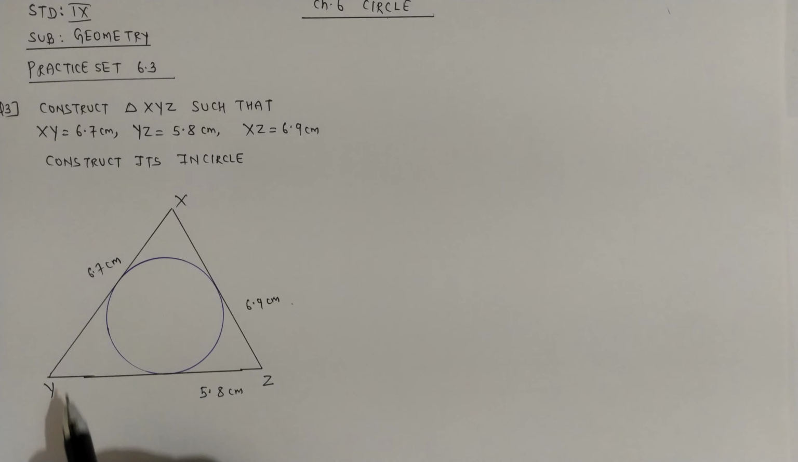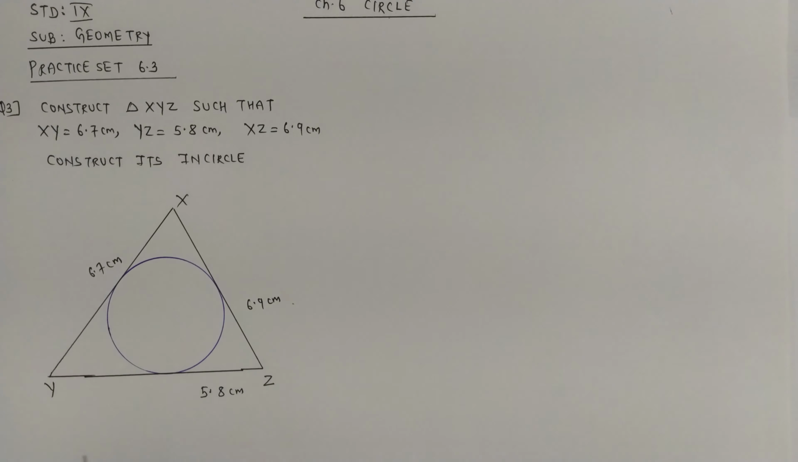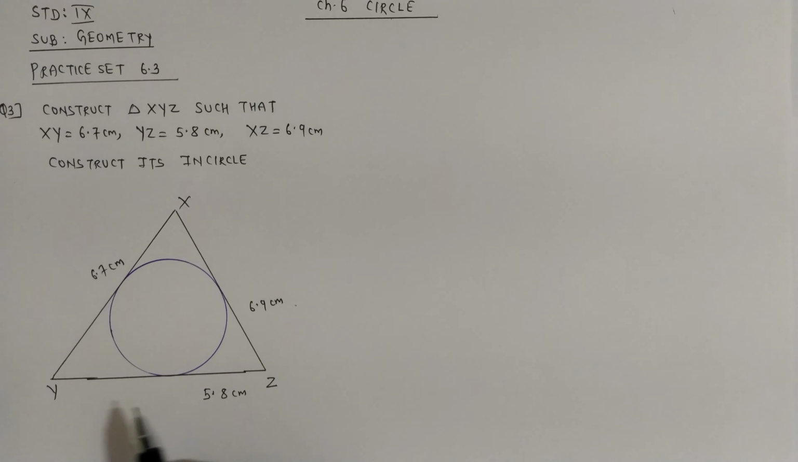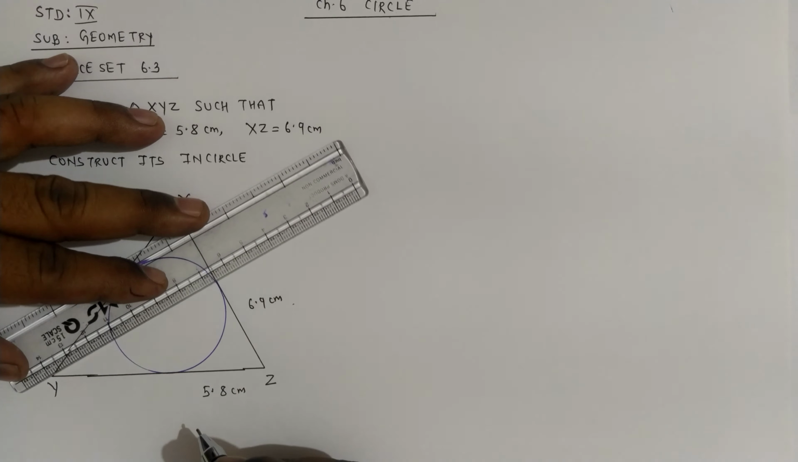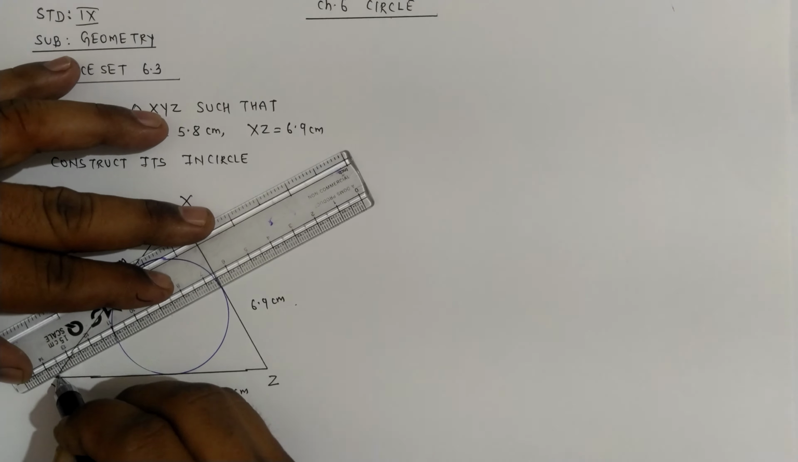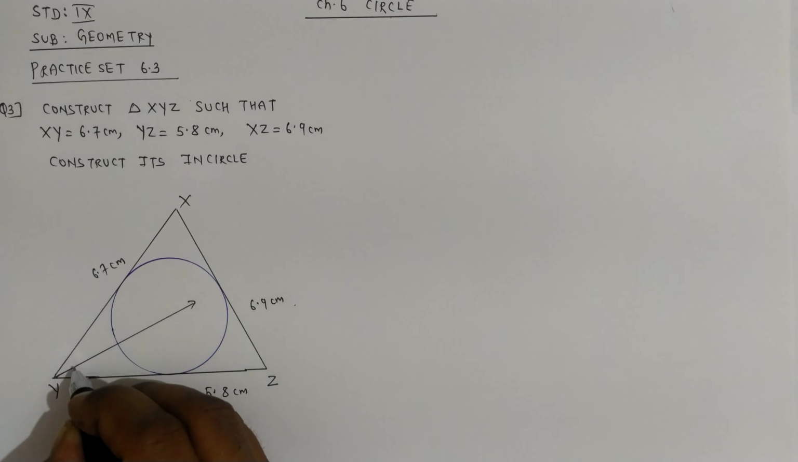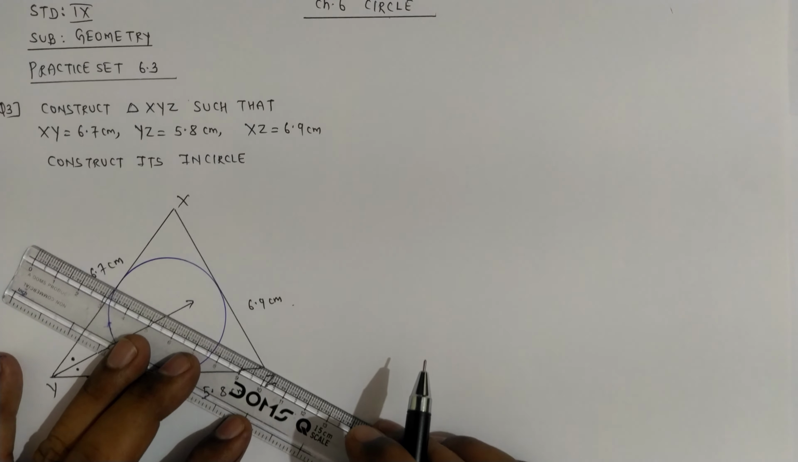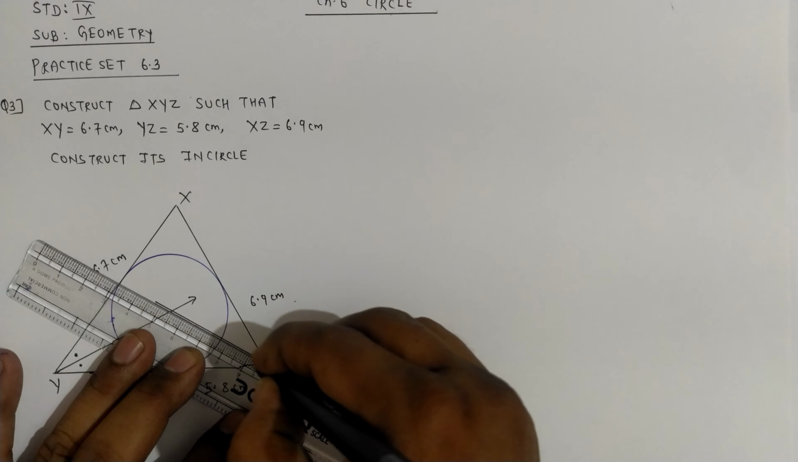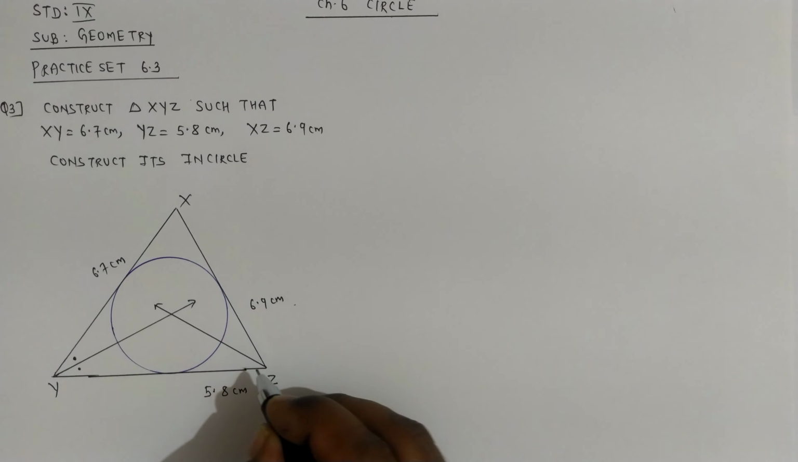For the incircle, we draw angle bisectors. We have to bisect any two angles. So we can take angles Y and Z, right? Suppose we bisect this angle Y, okay? Angle Y is bisected, and angle Z we can bisect. Any two angles. Bisecting these two angles, right?